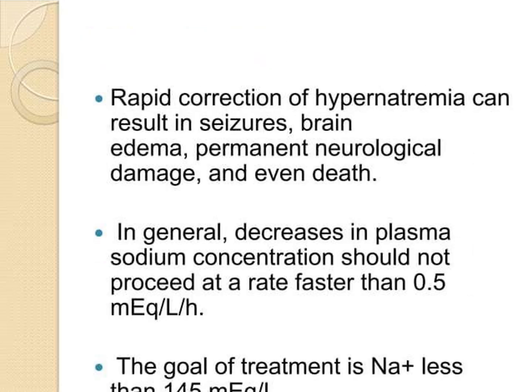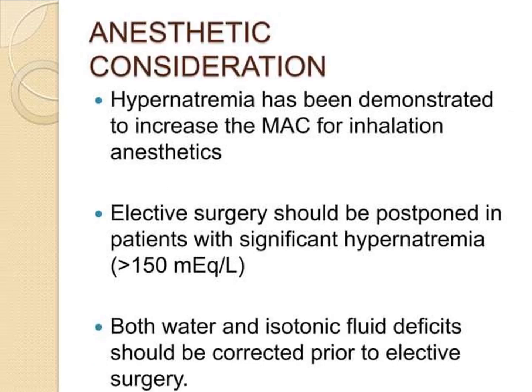Rapid correction of hypernatremia can result in seizures, brain edema, permanent neurological damage, and even death. In general, decreases in plasma sodium concentration should not proceed at a rate of more than 1 to 1.5 per hour. But in severe hypernatremia, in the initial 2 hours you can correct at 2 milliequivalent per hour. The main thing is that more than 8 milliequivalent correction is not done; 6 to 8 milliequivalent in 24 hours. The main goal of treatment is sodium less than 145 milliequivalent.